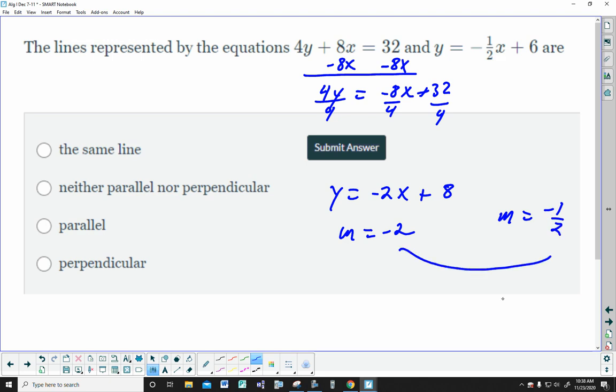How do they compare? Well, they're not the same, so that's gone. They're not opposite reciprocals, so that's gone. They certainly aren't the same line, so they're neither parallel nor perpendicular. Parallel would be if it's the same number, and perpendicular would be if it's the opposite reciprocal. So they're neither parallel nor perpendicular.